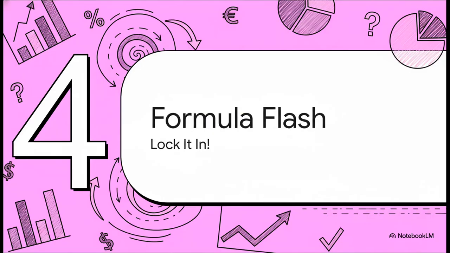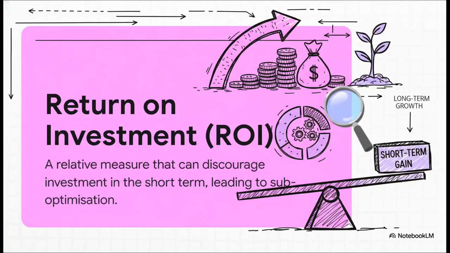Okay, let's lock this all in. Time for a super quick formula flash on those two key financial measures we've touched on. Return on investment, ROI. You take the controllable profit and divide it by the capital employed. The big thing to remember, it's a relative measure, a percentage, and its biggest weakness is that it can lead to that problem of sub-optimization.